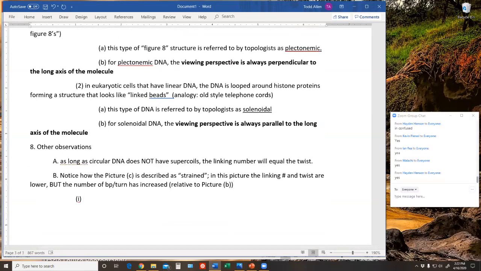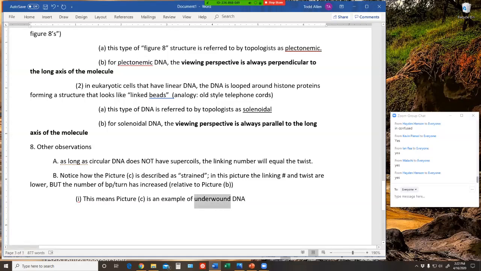This thing that I'm pointing out is an example of underwound DNA. This means picture C is an example of underwound DNA. Okay, let's pick that apart a little bit.